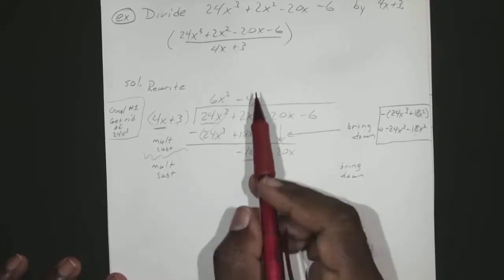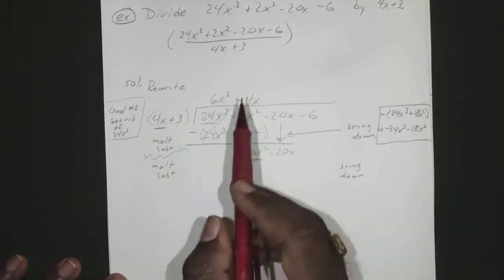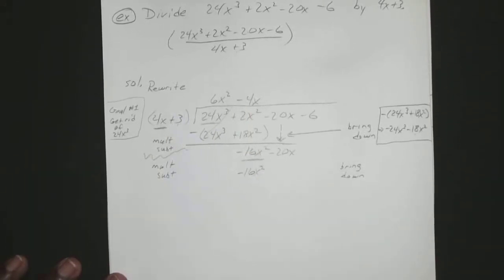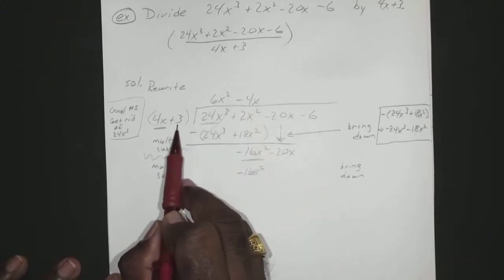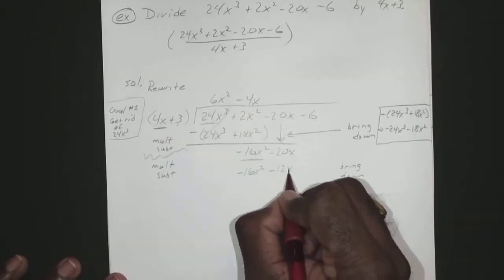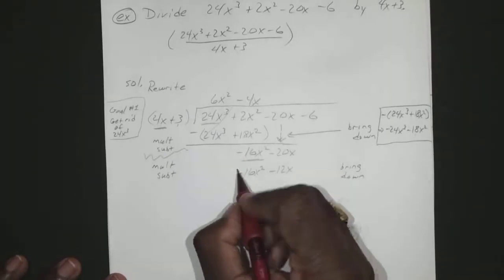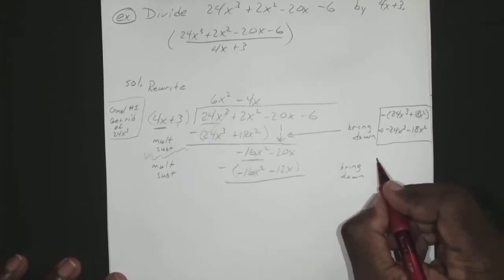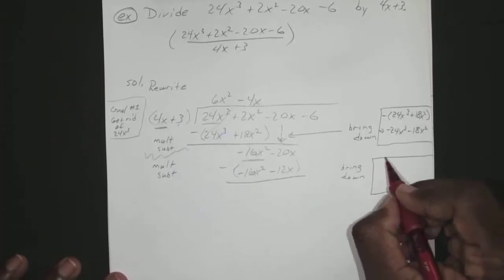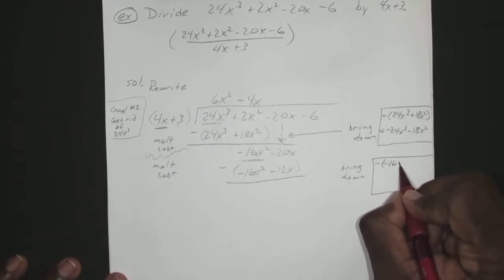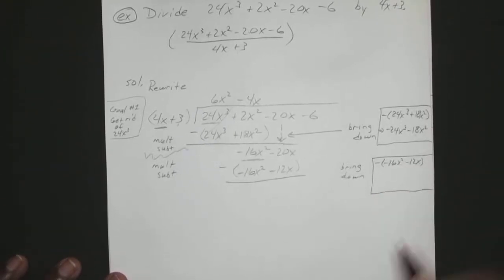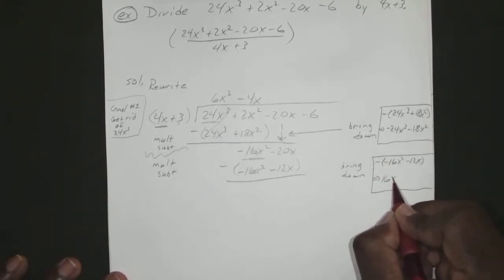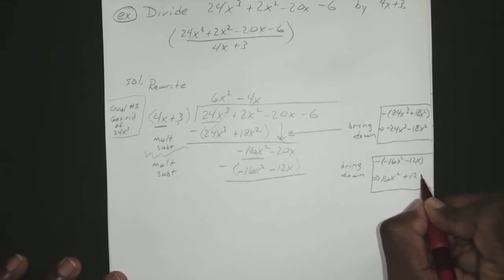Okay, so we're going to multiply our negative 4x times both of those. So negative 4x times 4x gives us our negative 16x squared. And negative 4x times positive 3 gives us negative 12x. Okay, so we multiply. Now we subtract. Again, you want to remember that negative 16x squared minus 12x, once you distribute that negative, will become positive 16x squared plus 12x.